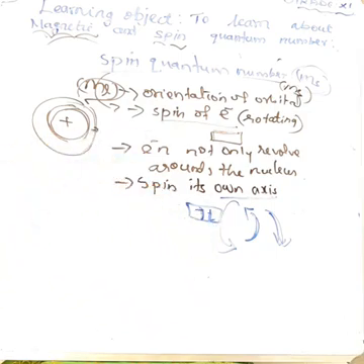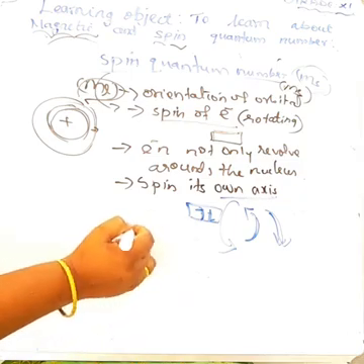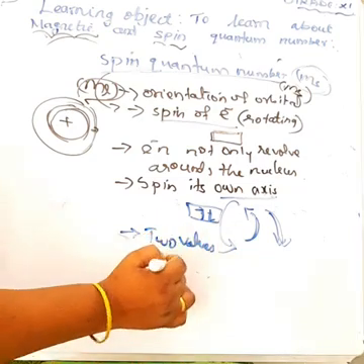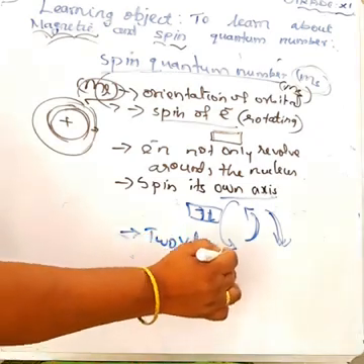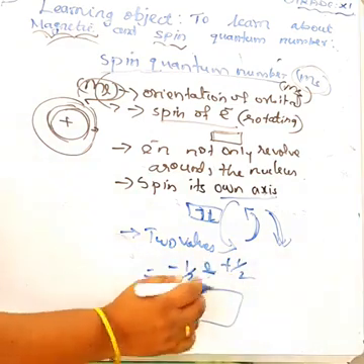Understood? Corresponding to the clockwise and anti-clockwise spinning of the electrons, a maximum of two values are possible for this quantum number. So how many values are there? Two values. What are the values? They are minus half and plus half.